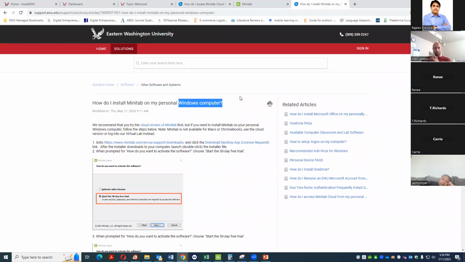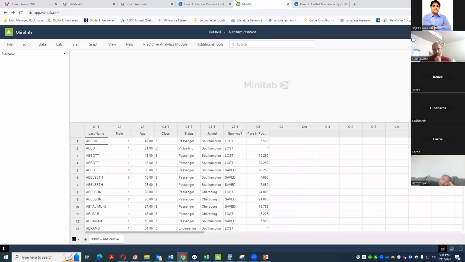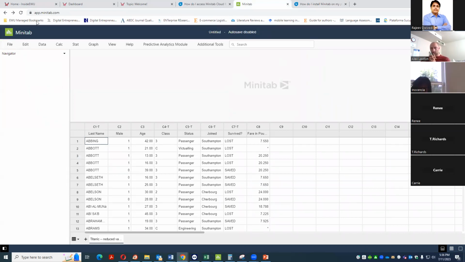However, it is easy if you have Windows, but if you have Chrome or if you have Mac, it will not be available for you. Therefore, the best option is to use the cloud version. Now, if there is any question I can answer related to Minitab; if you don't have any, then I go on to the syllabus part.